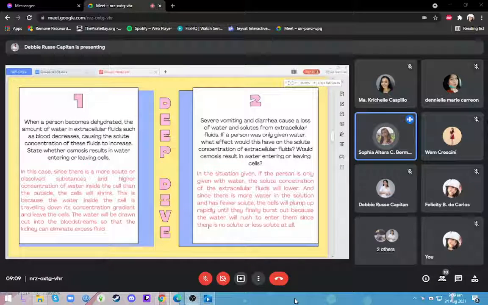Our answer for number 2 is, in this situation, if the person is only given water, the solution concentration of the extracellular fluids will lower. And since there is more water in the solution and fewer solutes, the cells will plump up rapidly until they finally burst because the water will rush to enter them since there is no solute or less solute at all. So that's it for my discussion.